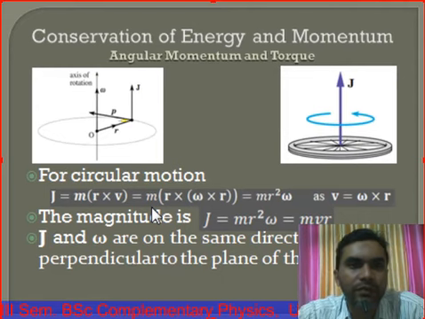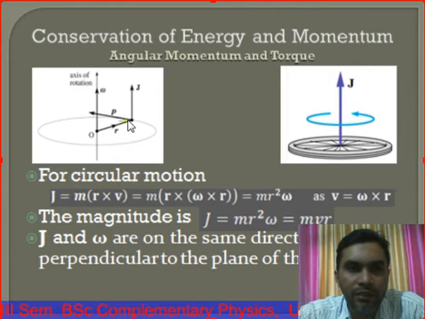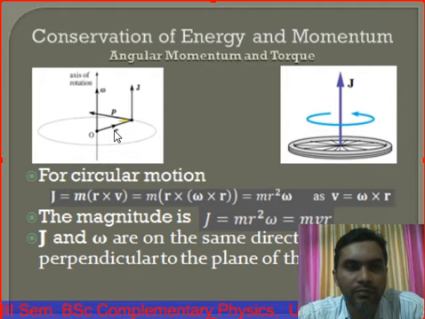Now the simplistic case of circular motion. For a circular motion, the position vector r and the linear momentum p are on the same plane, and the particle is moving along a circle. Here r cross p will be equal to j. As usual, j will be pointed perpendicular to the direction of velocity and position vector.